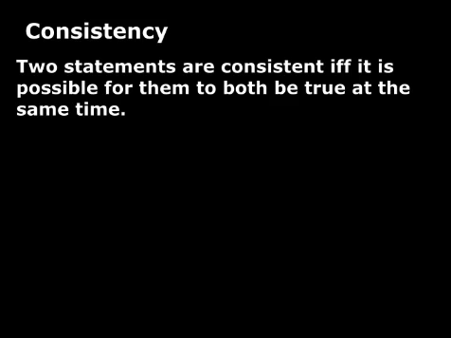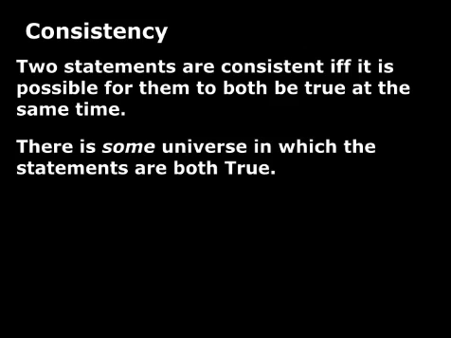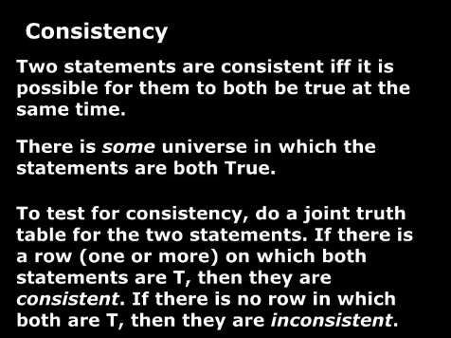Two statements are consistent if it's possible for them to both be true at the same time. One way to think of this is, again, in terms of possible worlds or alternate universes. There's some universe in which both of those statements are true. And to assess this, again, you do a joint truth table, and you just look for a row. It only takes one, but it could be more than one, but one is the crucial number. You look for any row on which both of the statements are true. And if there is such a row, they're consistent. If there's no row on which they're both true, then they are inconsistent.